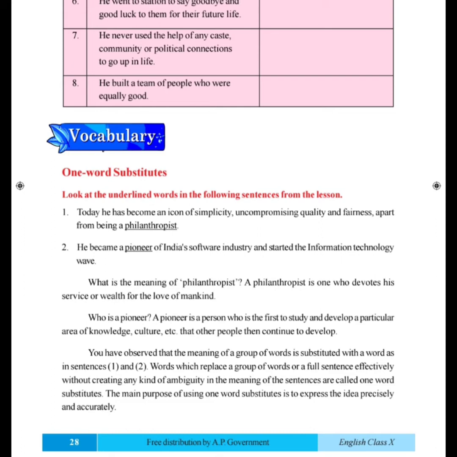One-word substitute means a word which replaces a group of words or a full sentence effectively without creating any kind of ambiguity. Ambiguity means whose meaning is not clear. The main purpose of using a one-word substitute is to express the idea precisely and accurately. And this is the use of one-word substitutes.